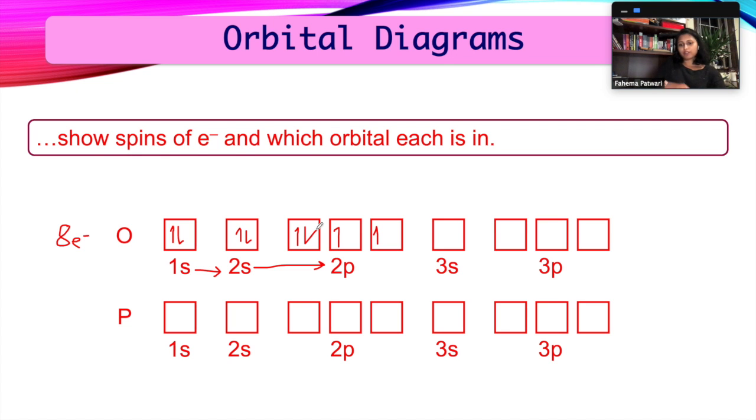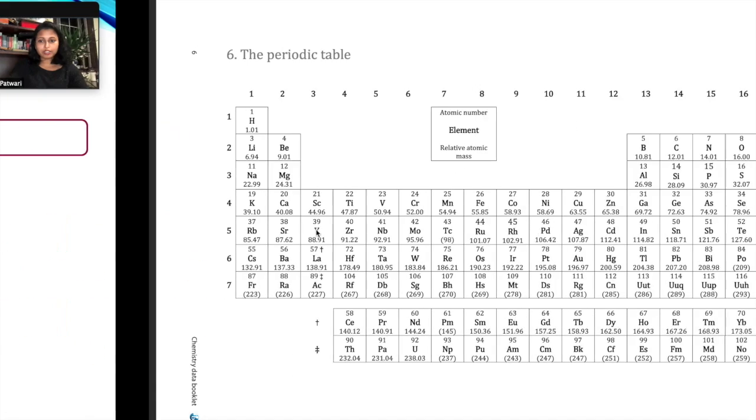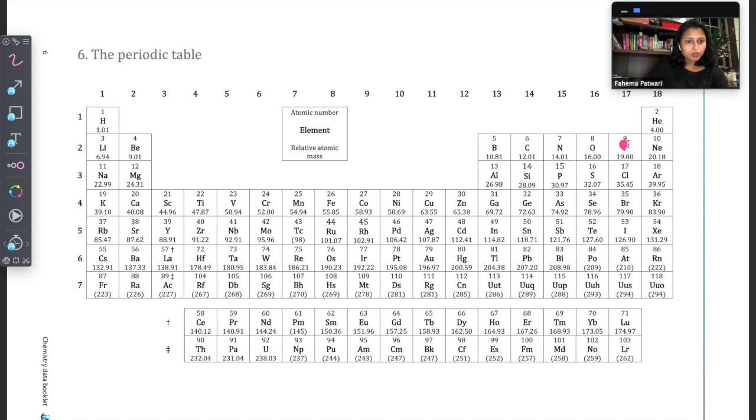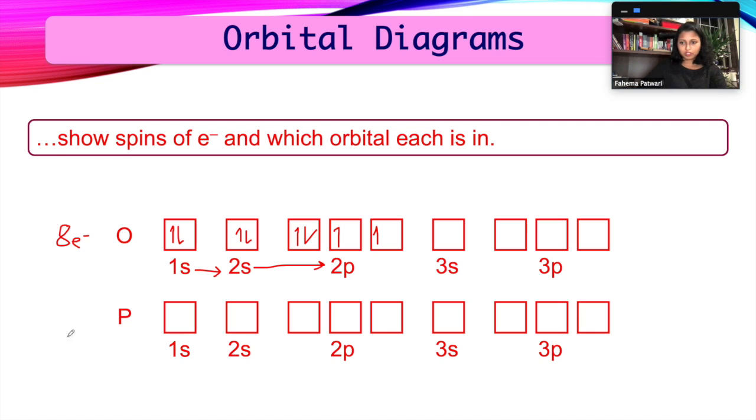Okay, so same thing for phosphorus, right? So let's find phosphorus right over here. All right, so phosphorus has atomic number 15. So 15 electrons. All right, one will go here, another will go here, and 4 here. All right, so once 1s is finished, we can go to 2s.